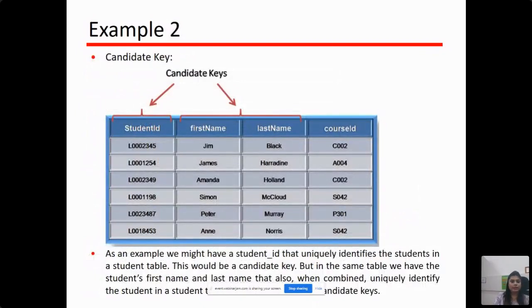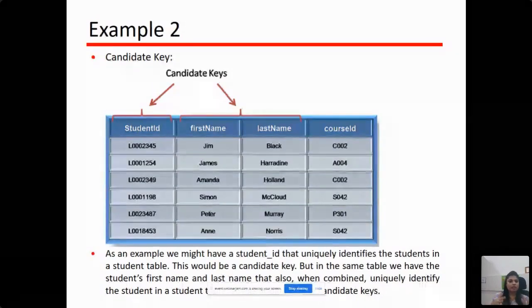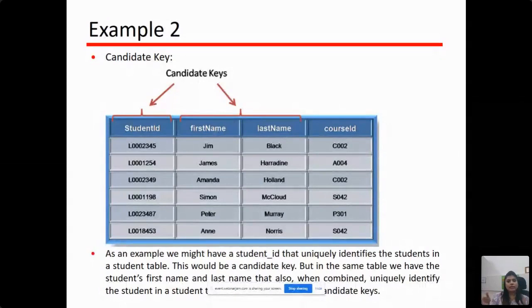Suppose in a student table, we have student ID, first name, last name, and course ID. And we need to identify the candidate keys. Here the candidate key is student ID, so definitely that is a candidate key. Then the next candidate key would be first name and last name combined. You cannot search with only the first name, or select with the course ID, because course ID is not unique. Maybe multiple students are studying in the same course.